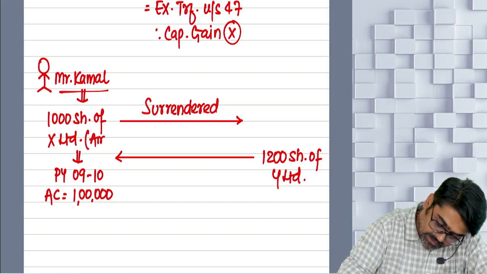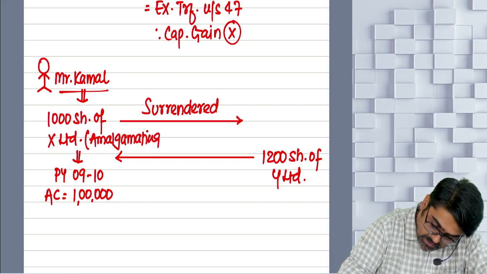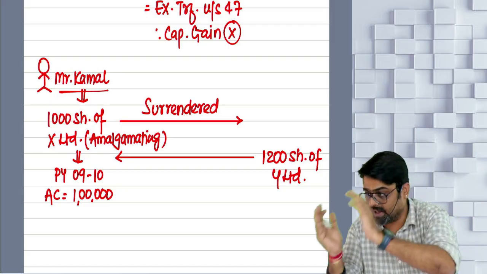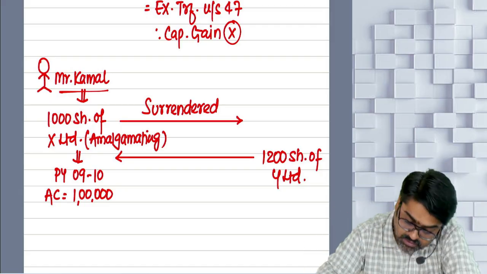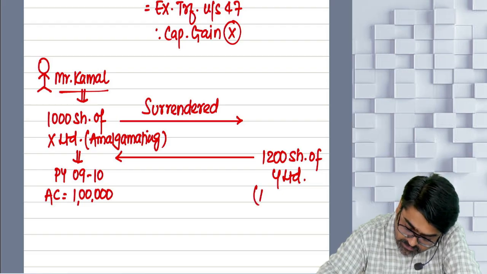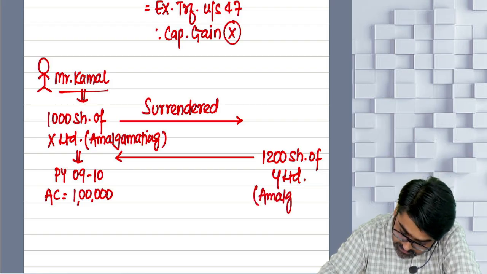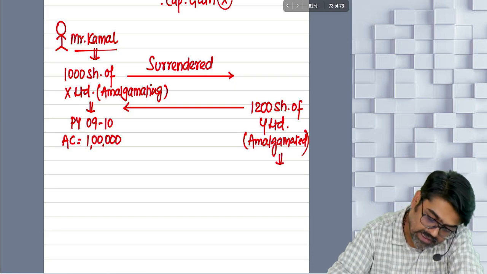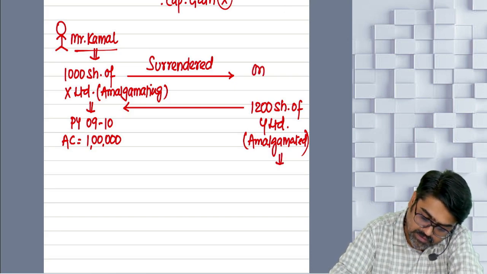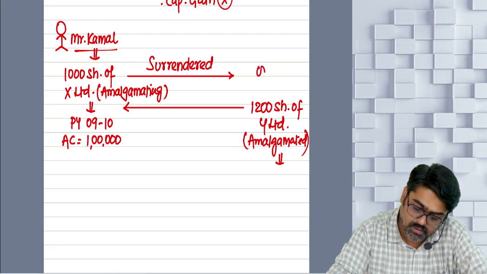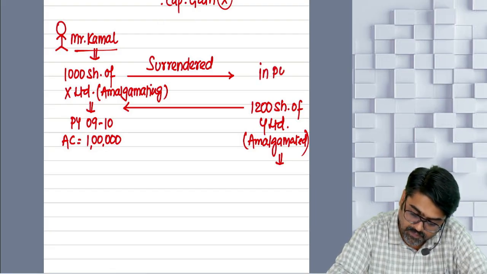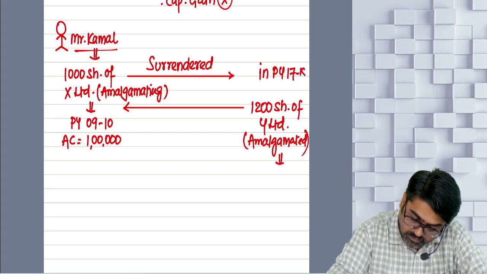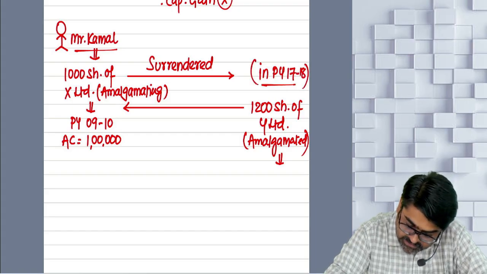X Limited is an amalgamating company. The shares of the amalgamating company will be given. And in return, he is getting what? 1200 shares of Y Limited, which is the amalgamated company. Yes or no? And now, for example, the value of these shares, and this is happening in previous year 17-18. So in the year 17-18, the amalgamation is taking place.